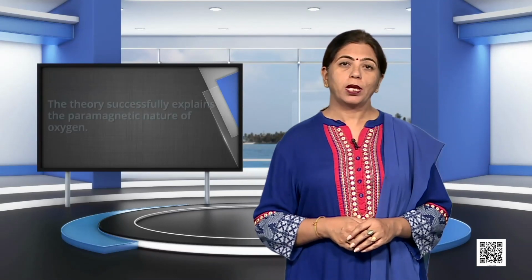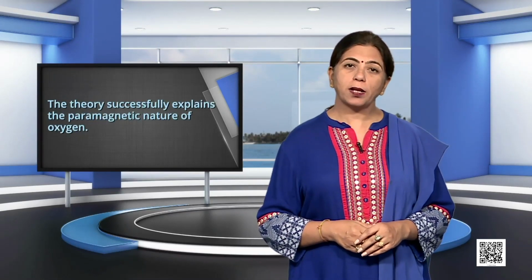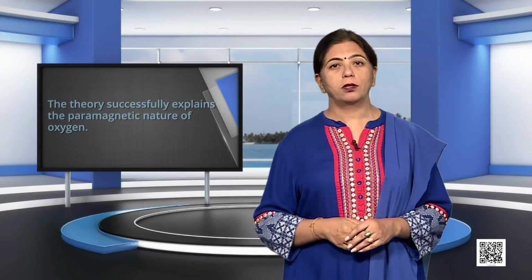Moreover, it may be noted that it contains two unpaired electrons in the pi antibonding 2px and pi antibonding 2py molecular orbitals. Therefore, the oxygen molecule should be paramagnetic, a prediction that corresponds to experimental observation. In this way, the theory successfully explains the paramagnetic nature of oxygen.